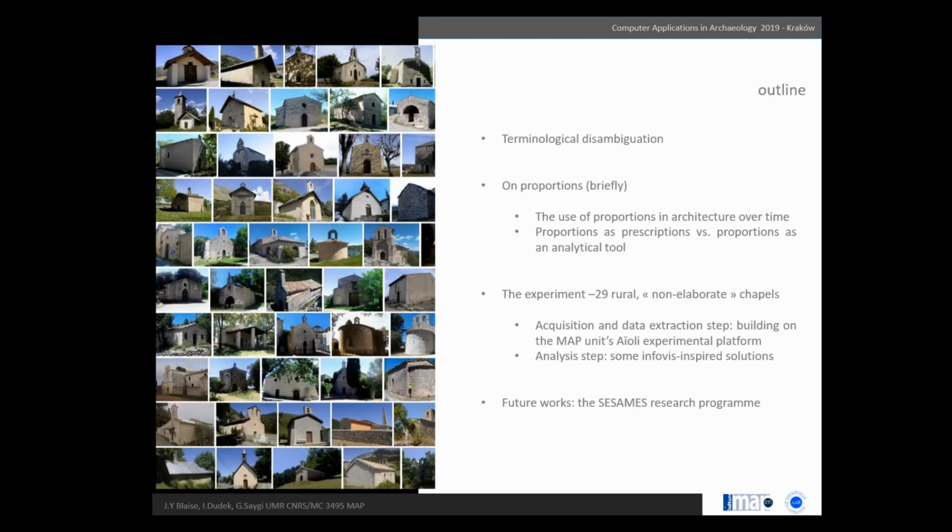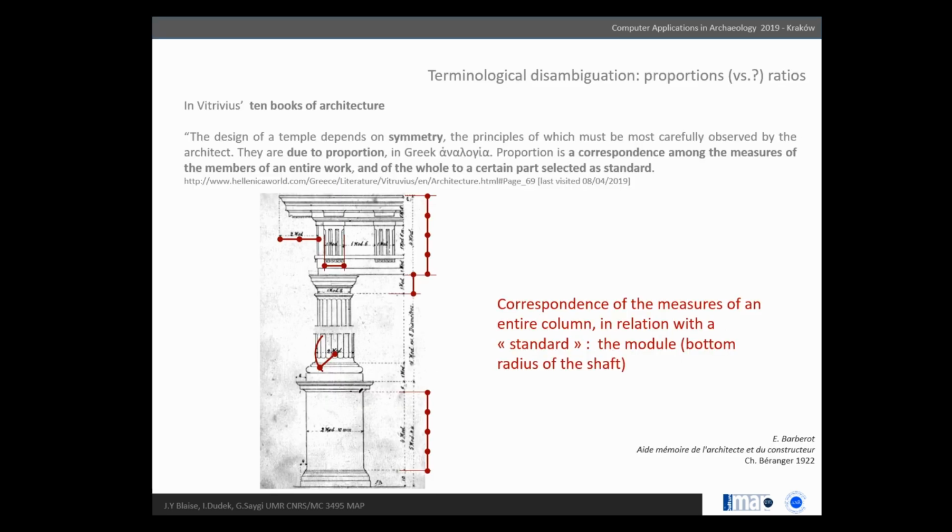So, this is the outline of my talk. I'll start by some terminological disambiguation on the word proportion. What do we mean exactly? I'll very briefly mention some ideas about proportions in architecture, very briefly, and then I'll detail the experiment from the point of view of the acquisition step and from the point of view of the analysis step before concluding on future works. So a bit of disambiguation.